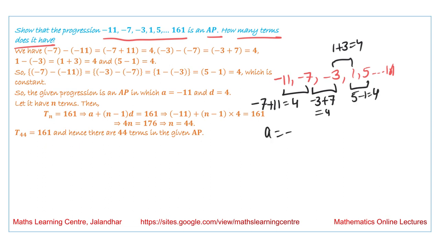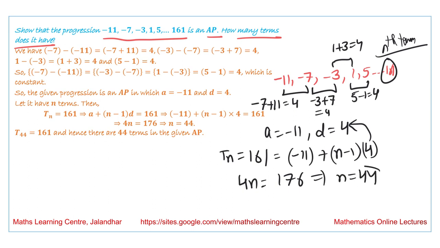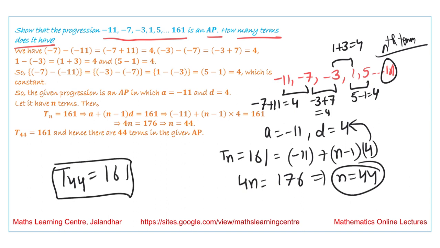So the value of A we have is minus 11. The value of D we have is 4. And we want to calculate the value of n, where Tn is given to be 161. Suppose it is the nth term. So this is equal to A, which is minus 11, plus n minus 1 into D, which is 4. On solving this we will obtain that 4n is equal to 176. So this implies n is equal to 44. So we are saying 161 is the 44th term of this AP.